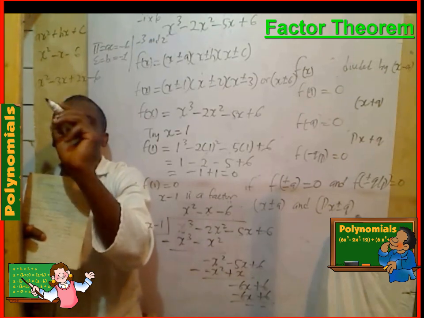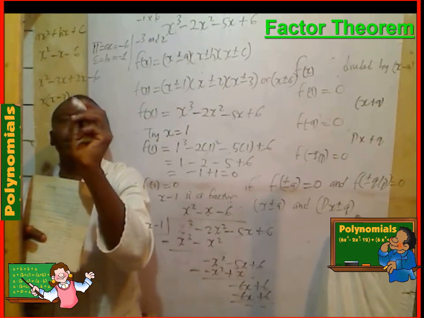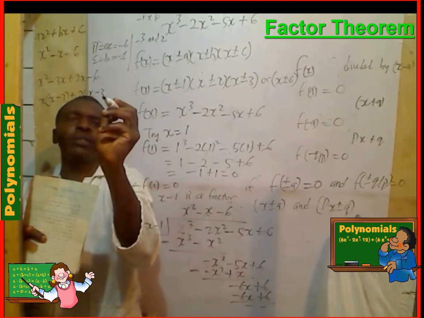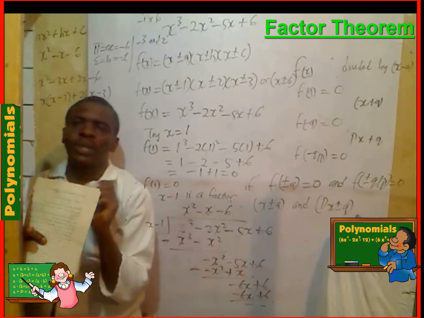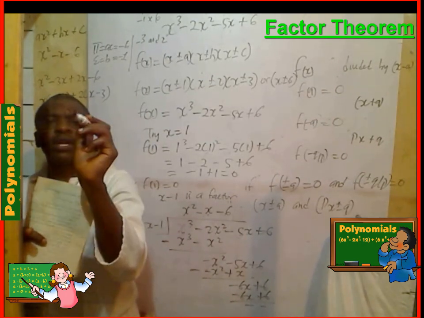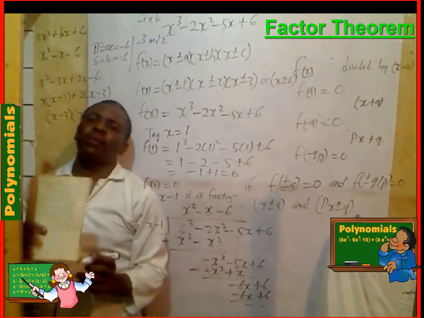What is common here? x minus 3. What is common? Plus 2. x minus 3 is repeating. I write it once. x minus 3 factor of x plus 2. So those are the factors.